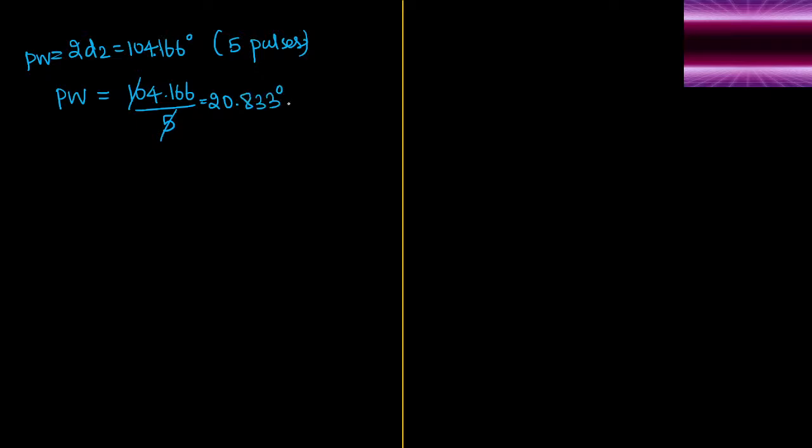So that is the pulse width of an individual pulse. Totally there are 5 pulses: 1, 2, 3, 4, 5. Now what is the pulse width of one pulse? It will be 20.833 degree. We got the answer. Yes sir, we got the answer.